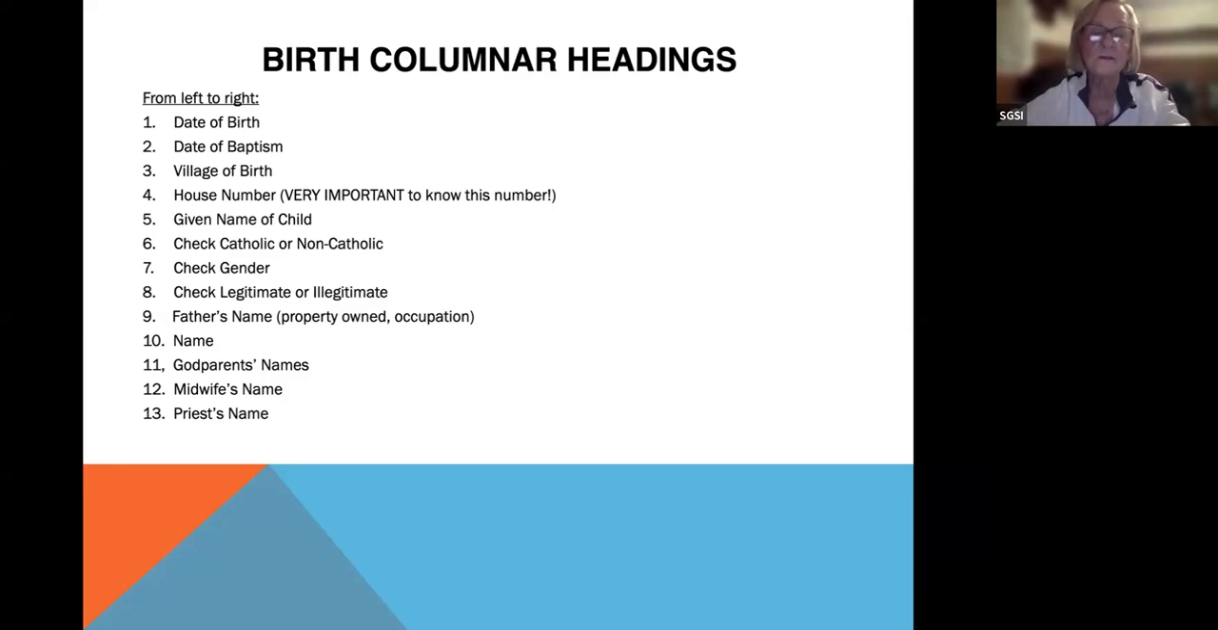Then the village. And then the house number. Again, very important to know the house number. And I'll talk to that when we get to status animarum. The given name of the child. And then you check the next 3 for Catholic, non-Catholic, the gender, and whether they're legitimate or illegitimate. You will always find that with the illegitimate child, only the mother's name is given when it calls for the father's name and the property owned.